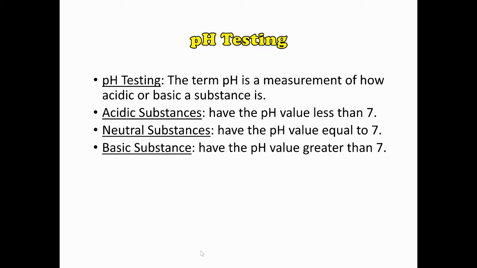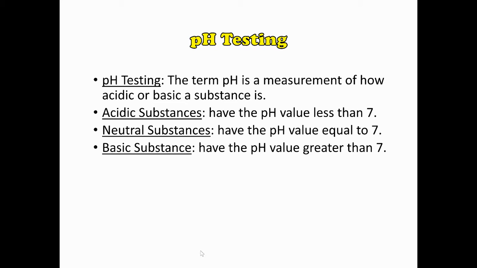Okay, pH testing. The term pH is a measurement of how acidic or basic a substance is. Most of us are familiar with acids, and we're less familiar with bases. Okay, so a base or a basic substance is the opposite of an acid. So acids, you would think of something that's very corrosive. Well, bases are also corrosive. We would call them caustic instead of corrosive, but it's the same thing.